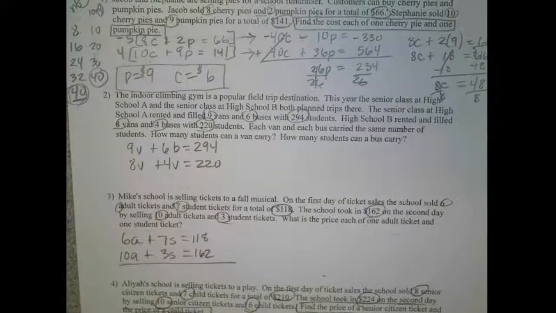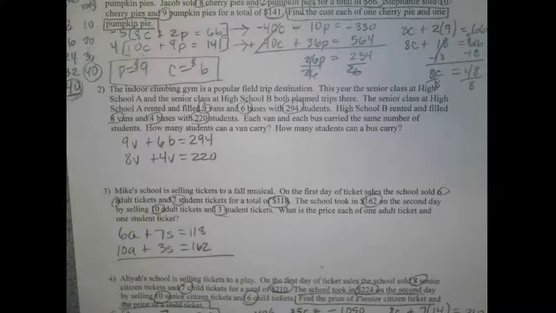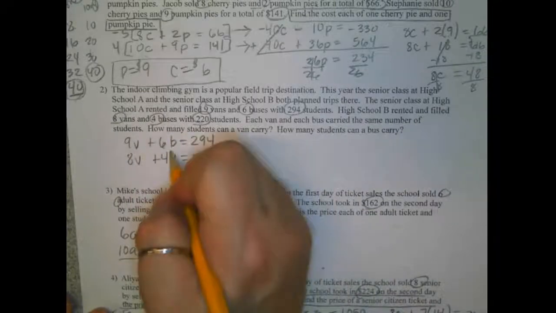I want you to look at these numbers really quick. Look at your V's and look at the numbers for your B's. Tell me which ones you think would be easier to eliminate. All right, so did you look at them? Which ones do you think would be easier to eliminate? Just by looking at them. 9 and 8 or 6 and 4? My V's or my B's? Okay. Which ones?